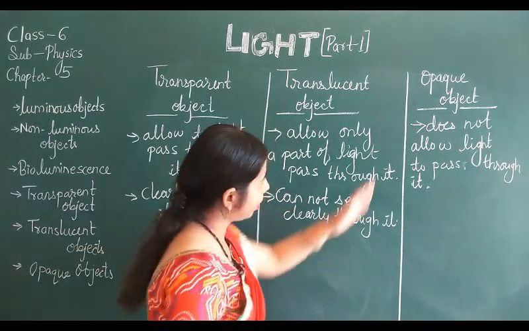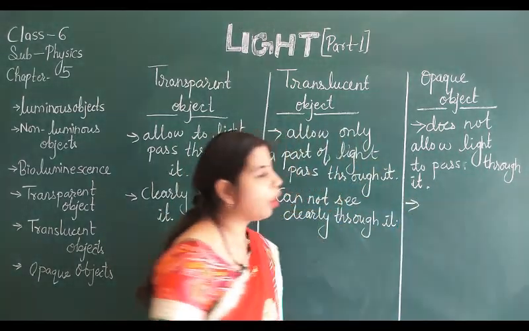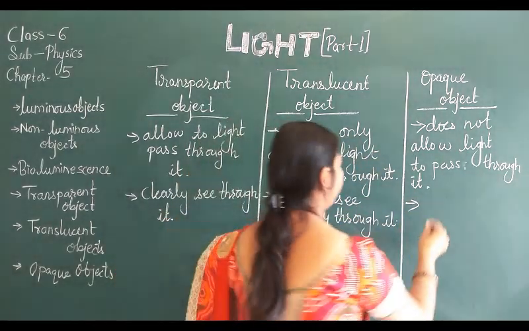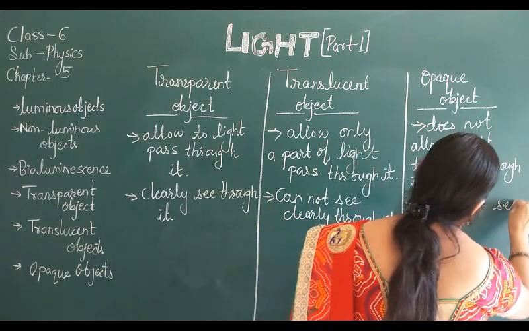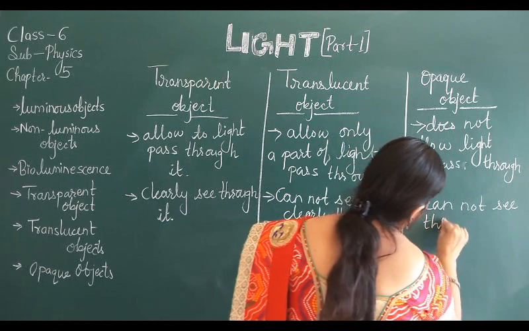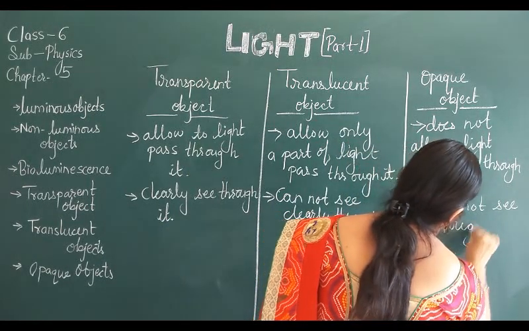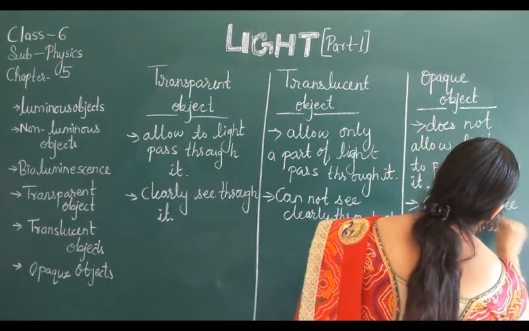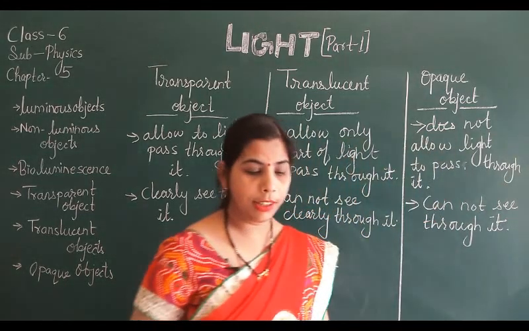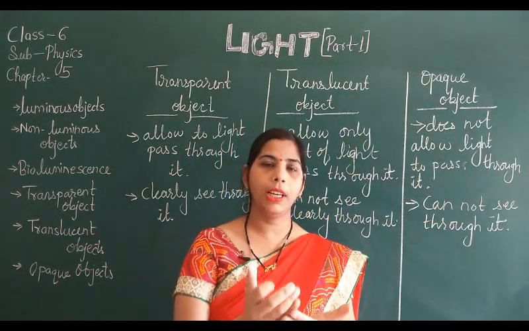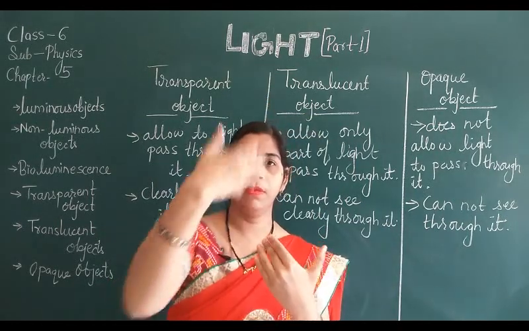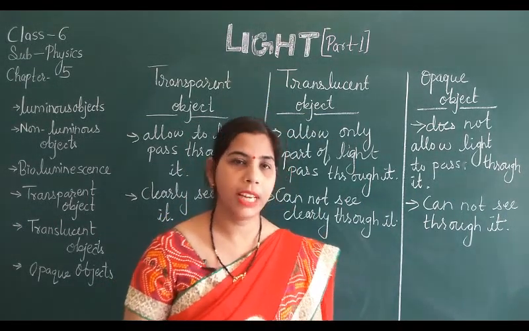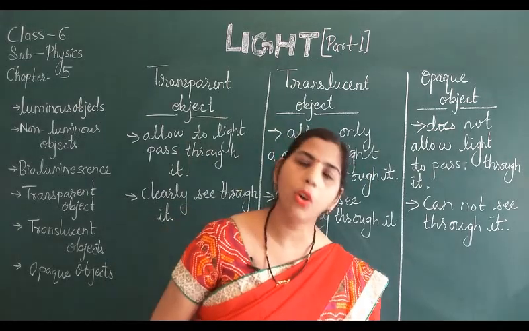And if we discuss the opaque object, we cannot see through it. Suppose I take a copy, a notebook. If I keep the copy in front of me like this, am I able to see behind the copy? No. That means these are also opaque objects.